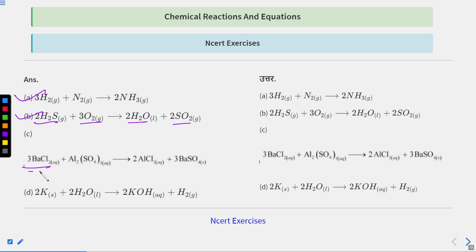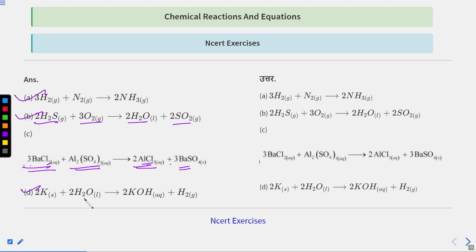Next one is 3 BaCl2 plus Al2(SO4)3 gives 2 AlCl3 plus 3 BaSO4. You can see 3 barium, 3 barium. You can see a total of 6 chlorine, 3 times 2 is 6 chlorine. You can see SO4 thrice, 1 SO4 into 3, 3 SO4. And you can see 2 aluminum, 2 aluminum. So everything is balanced here on the reactant side and product side. That means the number of atoms of each and every element on the reactant side and product side are balanced.